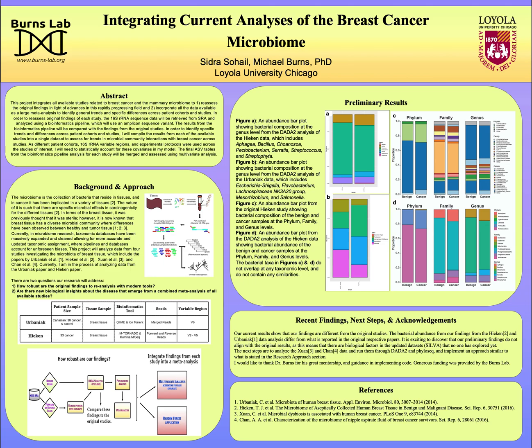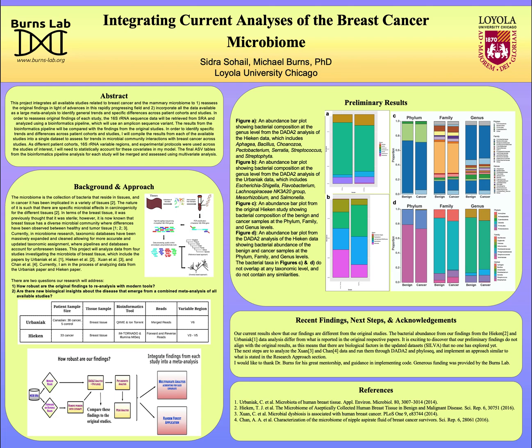this is the results showing the bacterial composition at the genus level from the DADA2 analysis of the Urbaniak data, which includes Escherichia, Shigella, Flavobacterium, Lachnospiraceae, Mesorhizobium, and Salmonella. And figure C and D show a comparison of the data from the original study compared to the results from the DADA2 analysis of the Hieken data.